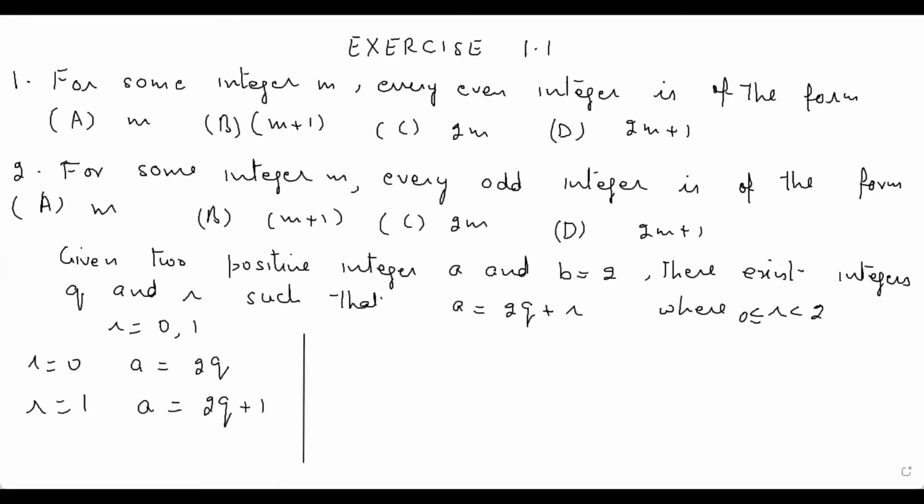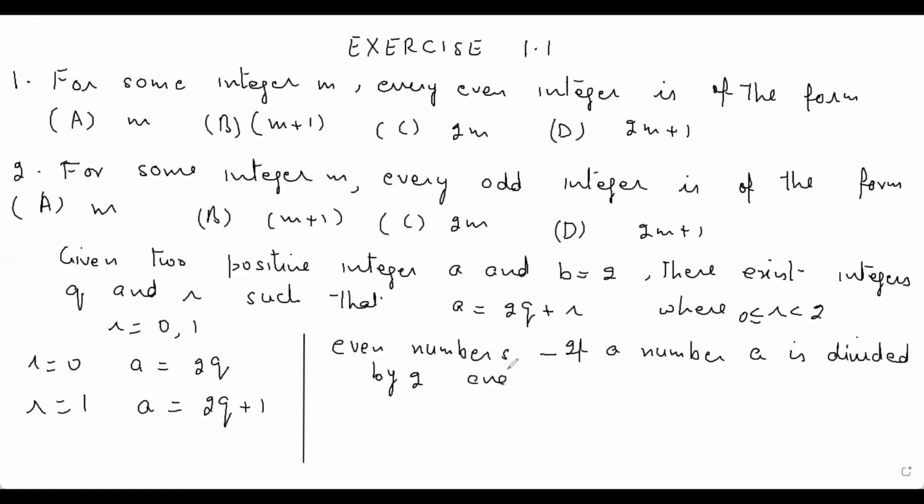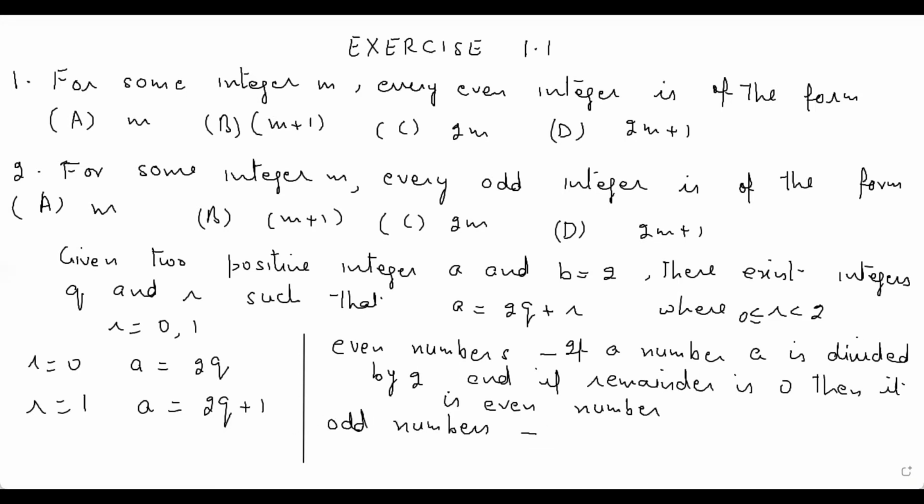Now here I am going to explain what are even numbers and what are odd numbers. When we divide a number by 2, if remainder is 0, then it is an even number. If a number a is divided by 2 and if remainder is 0, then it is an even number. And what are odd numbers? If a number a is divided by 2, if remainder is 1, then it is an odd number.